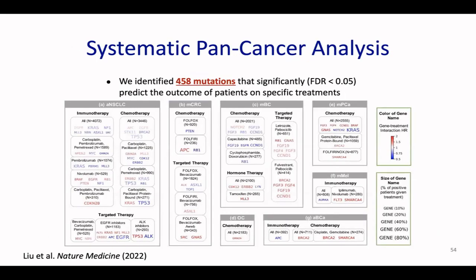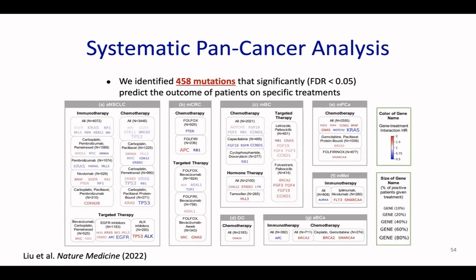Yeah. So based on that, we can do this systematically. We can look at all different cancer types, different treatments, and different mutations. We did this systematically on the Flatiron matched Foundation Medicine database, and we identified more than 400 mutations that significantly predict the outcome of patients on specific treatments. Here, I visualized a subset of our findings.